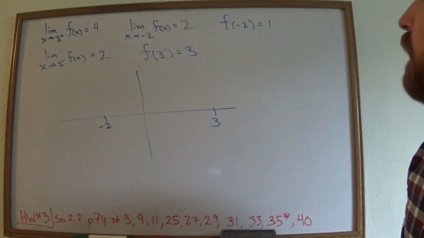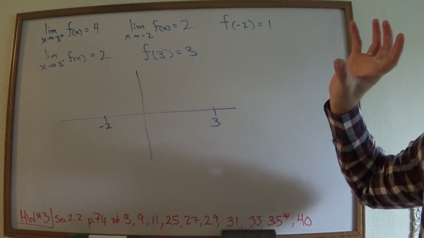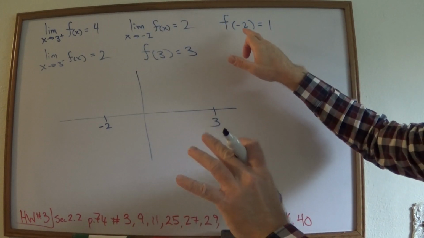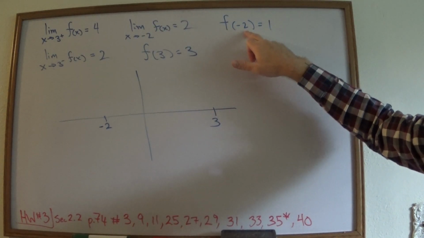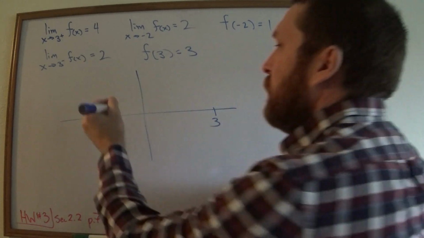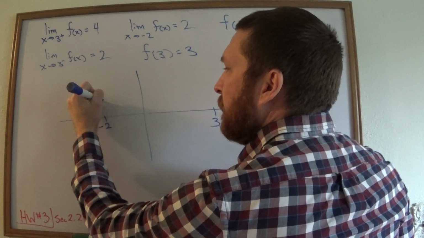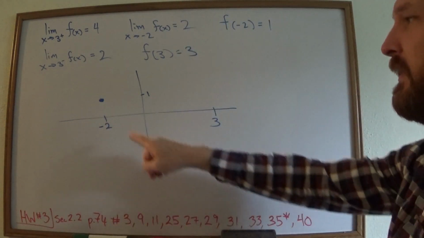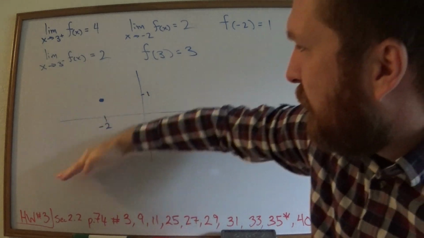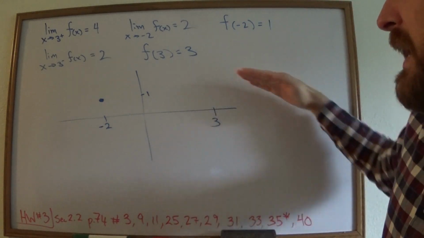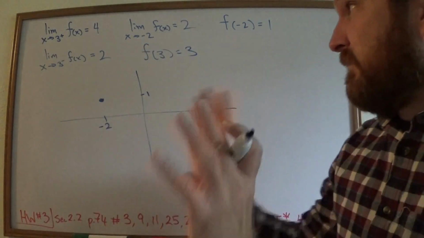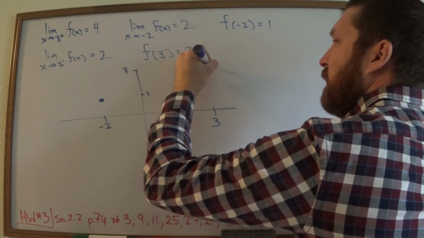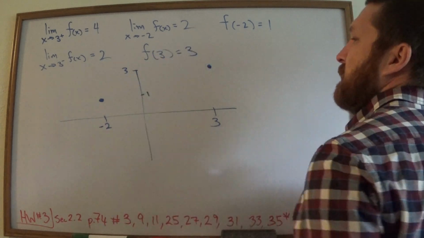Now, let's see what happens. Whether or not these limits do something, I can tell you that when I plug in a -2, I get out a 1. So we have a filled in circle right here at 1. Regardless of what everything else is doing, I have to have that. That might not agree with the curve, or it might actually just be on the curve and there's nothing funny going on. The other one is when I plug in a 3, I get out a 3. So it looks something like this.